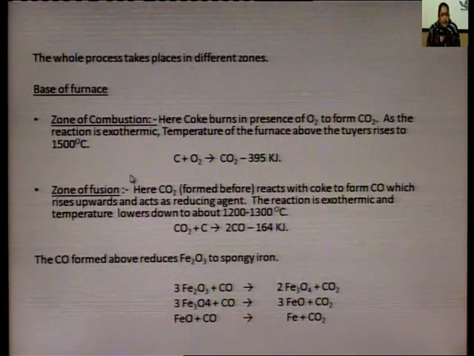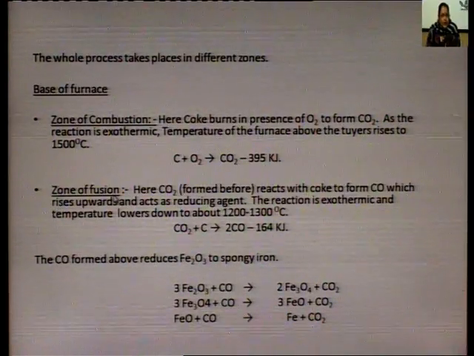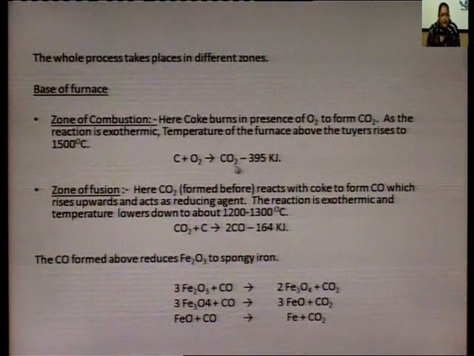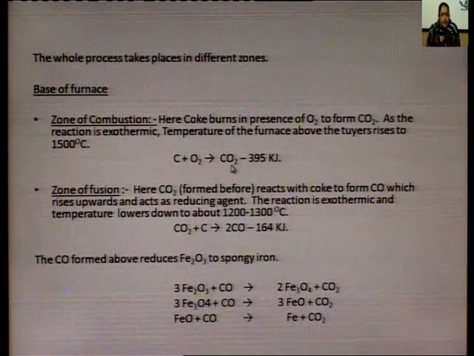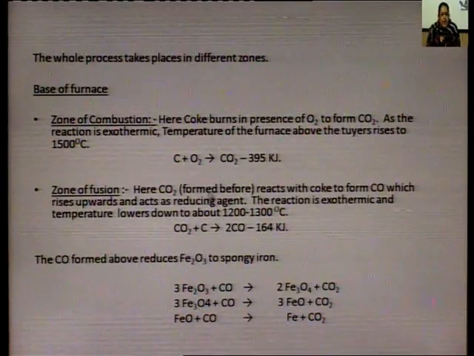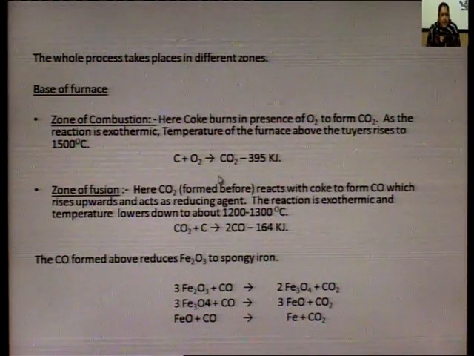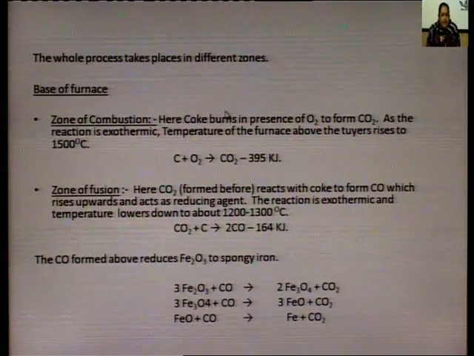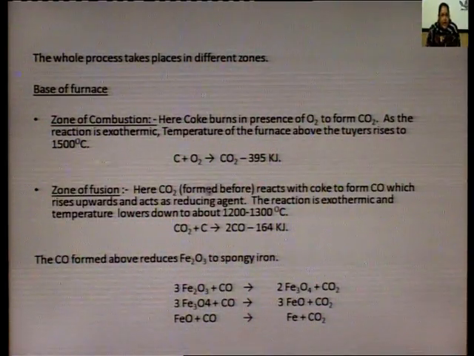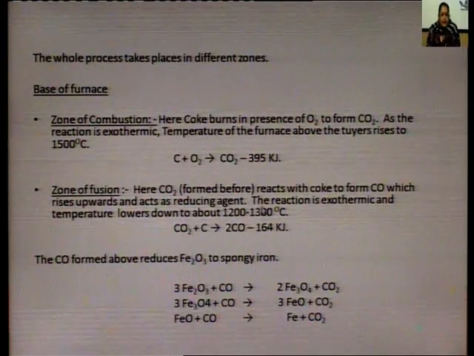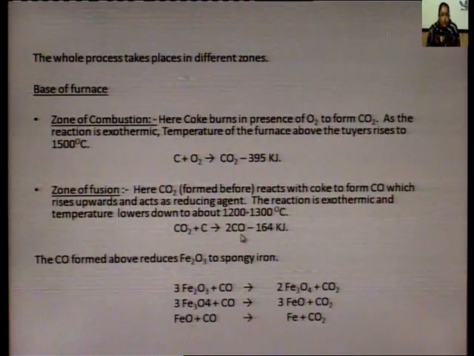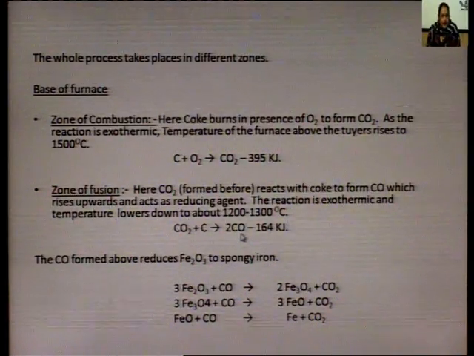And the second one is the zone of fusion, which is above the tuyeres. Here the carbon dioxide which is formed in the zone of combustion rises upwards. When it rises upwards, it comes in contact with the coke which is coming down, which we have fed at the top of the furnace, and this carbon dioxide reacts with the coke and gets reduced to carbon monoxide.